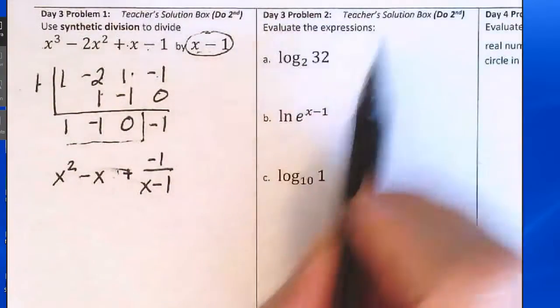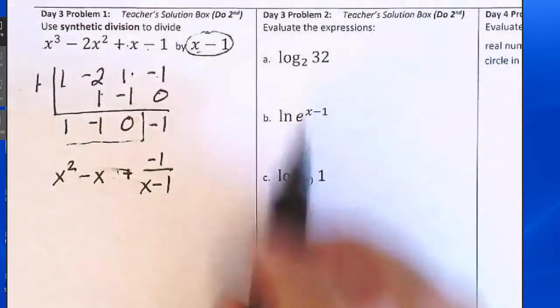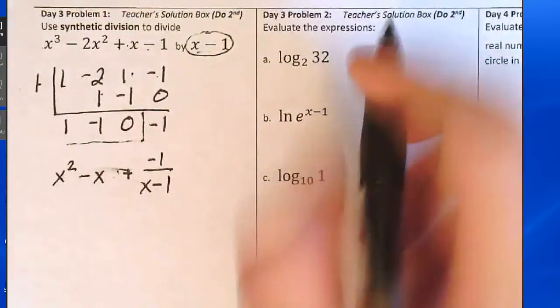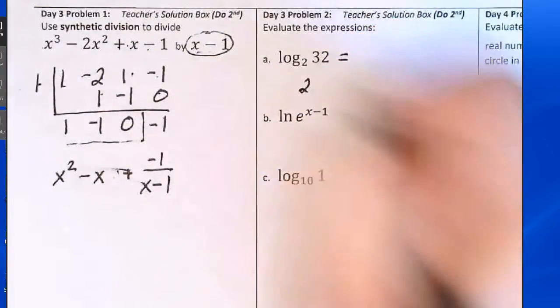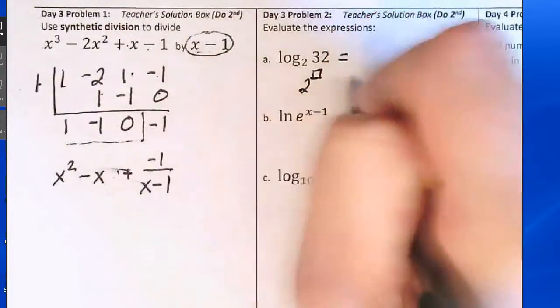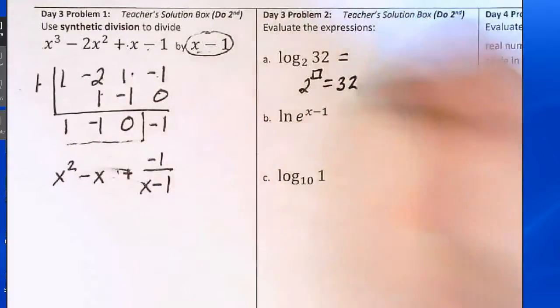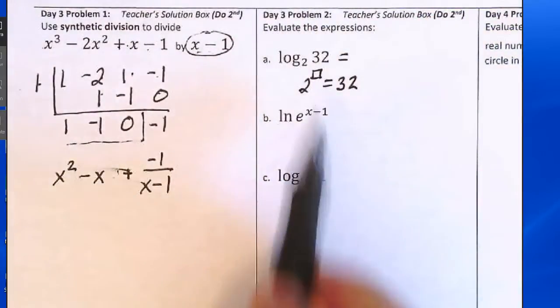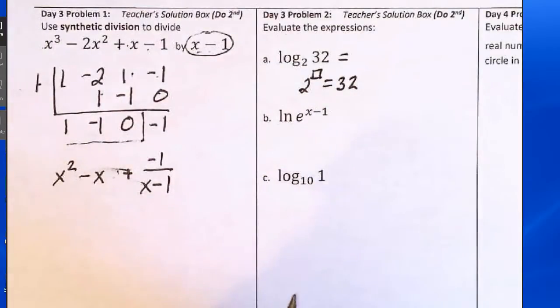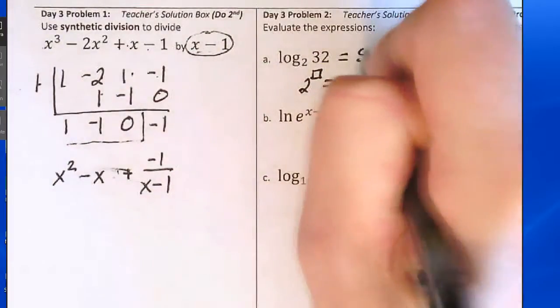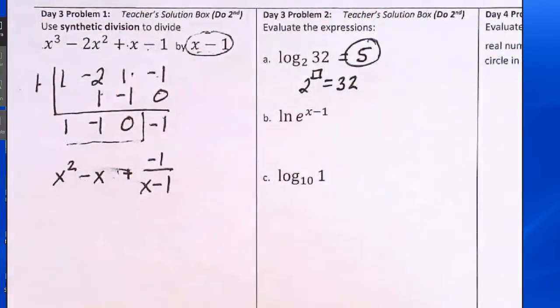Day 3, problem 2. Evaluate these expressions. The log base 2 of 32. To figure out a log, you start with the base, and you figure out what exponent is needed to create the argument of the log, which is 32. 2 to what power is 32? 2 to the 5th power is 32. And so that answer is 5.